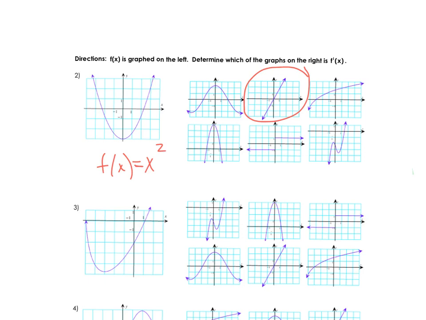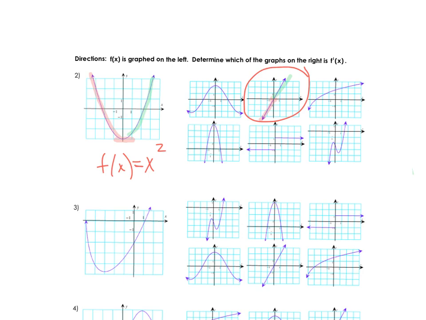Now, it has to fit everything else as well. So what I mean by that is if the function is decreasing over these x values, then the derivative has to be below the x-axis over those x values. If the function has a turning point, a place where the derivative is 0, then the derivative better be at the x-axis where y equals 0. Then the function starts to increase, which means positive slopes, so the derivative needs to be above the x-axis. It fits all of those things I was talking about.